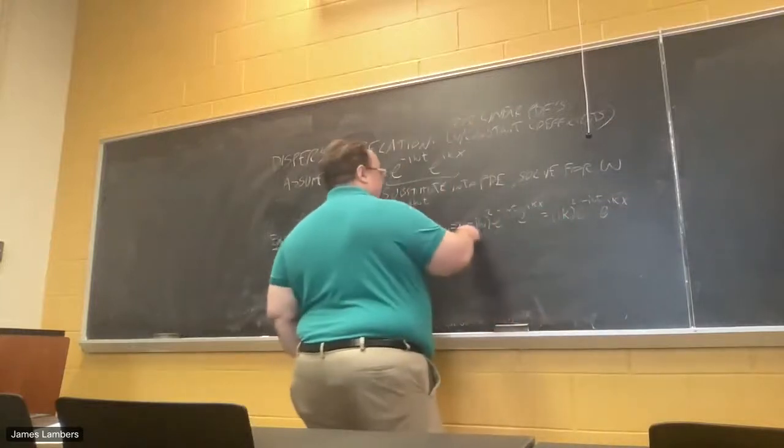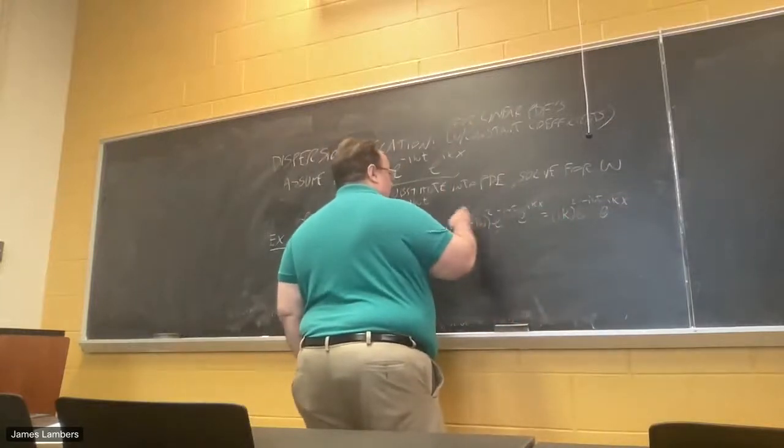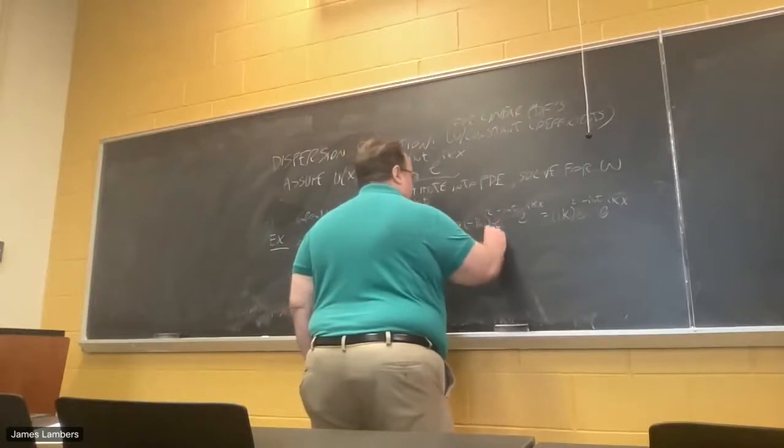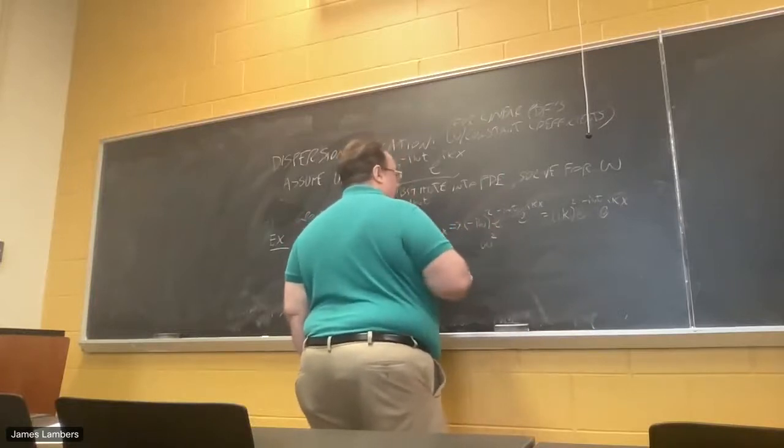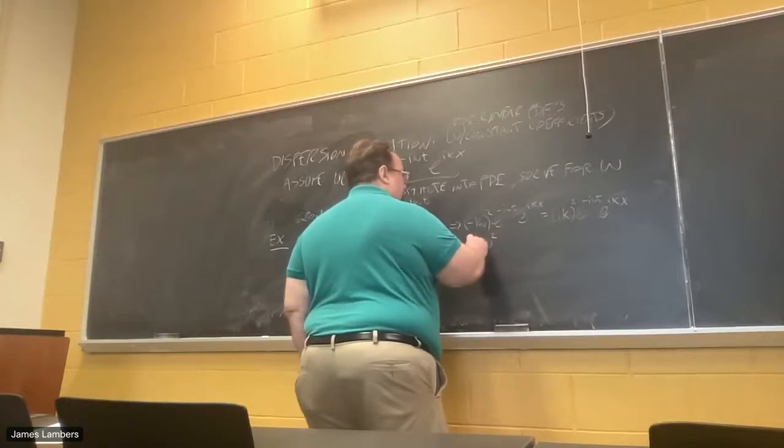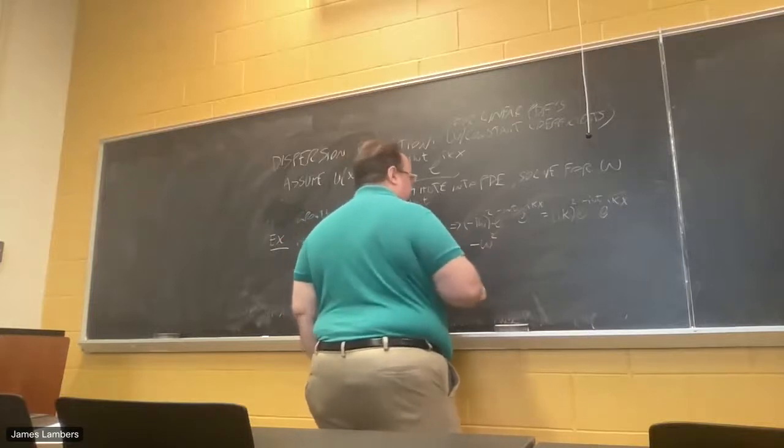And now I have, so minus i omega quantity squared is omega squared. Okay, actually it's going to be minus omega squared.